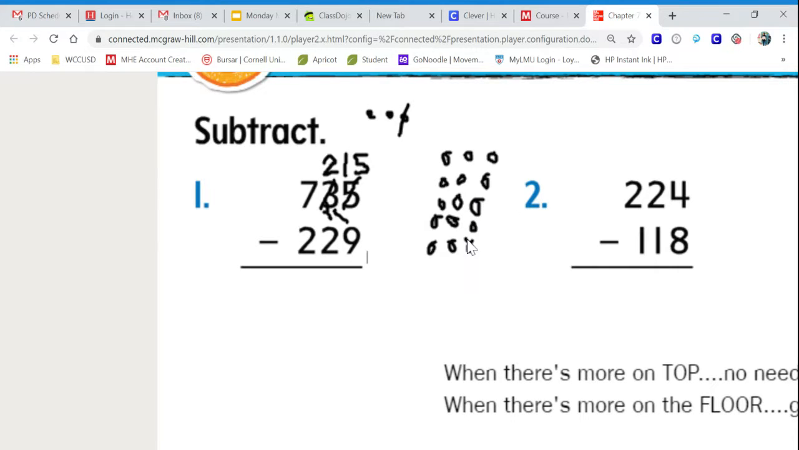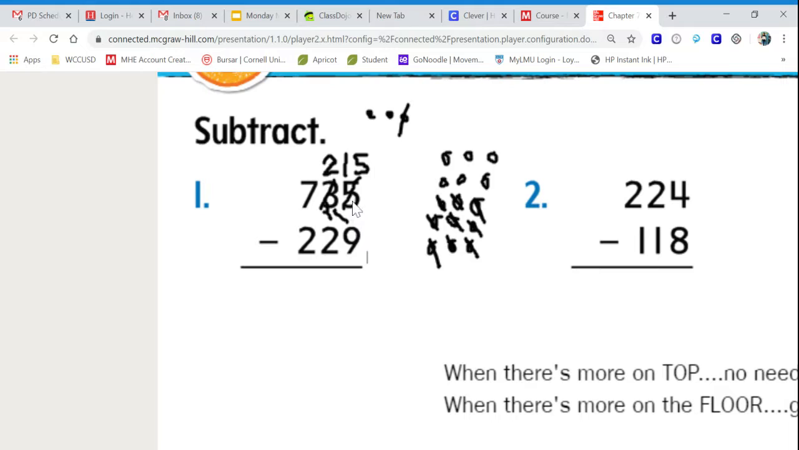14 and 15. Okay. So I have 15. I'm going to take away 9. 1, 2, 3, 4, 5. Some of you guys are probably faster than me. 6, 7, 8, and 9. How many do I have left?